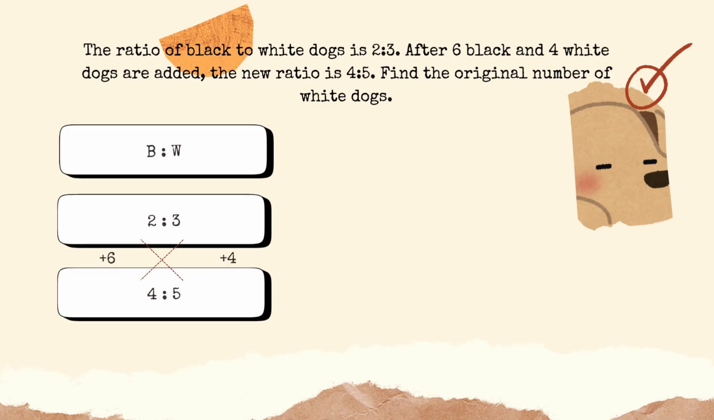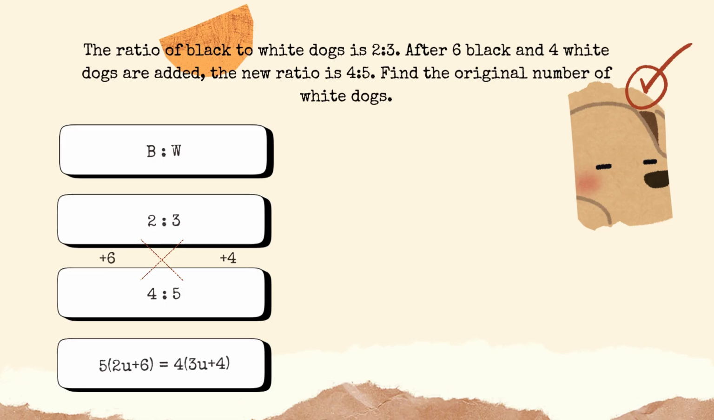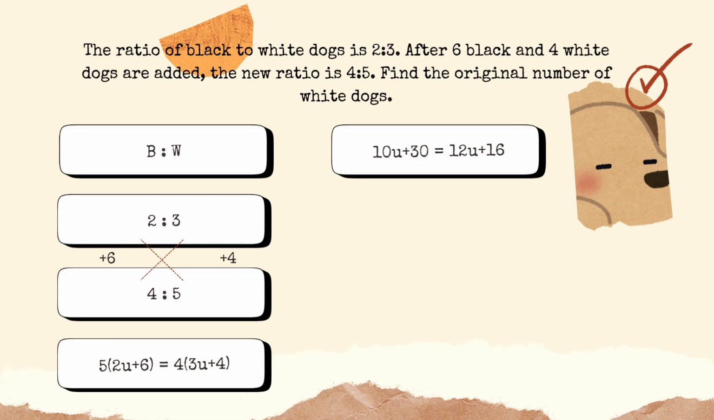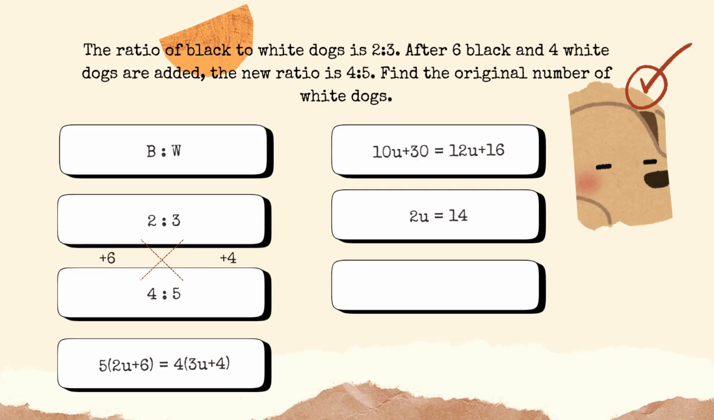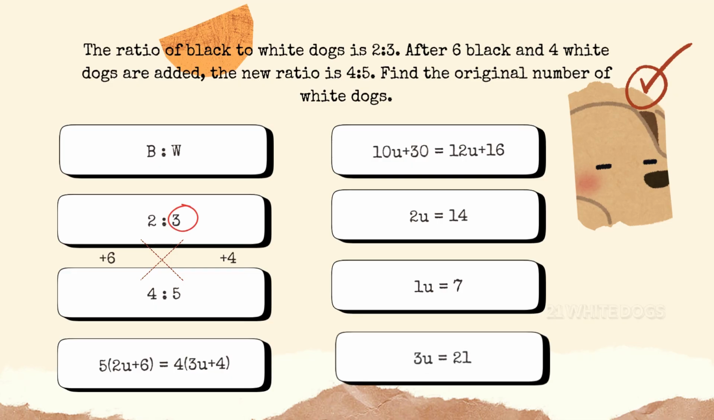So let's rewrite it as 5 bracket 2 units plus 6 bracket, which equals 4 bracket 3 units plus 4 bracket. When I expand and multiply them, I get 10 units plus 30, which equals 12 units plus 16 on the right side of the screen. Taking 12 units minus 10 units, I get 2 units, and taking 30 minus 16 leaves us just 2 units equals 14. Hence we can find 1 unit from here and find 3 units, which is the original number of white dogs.